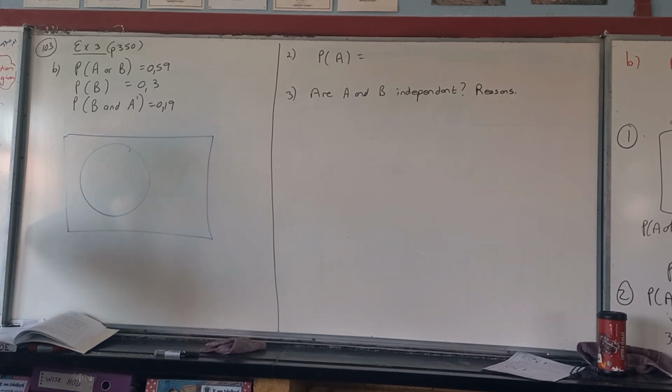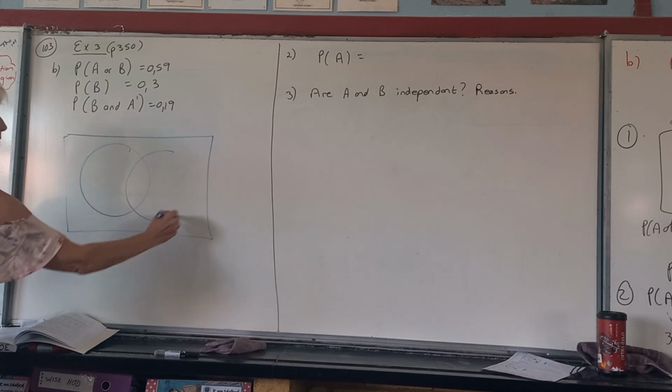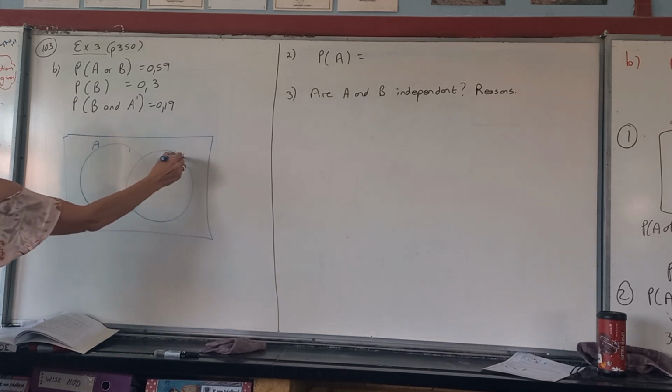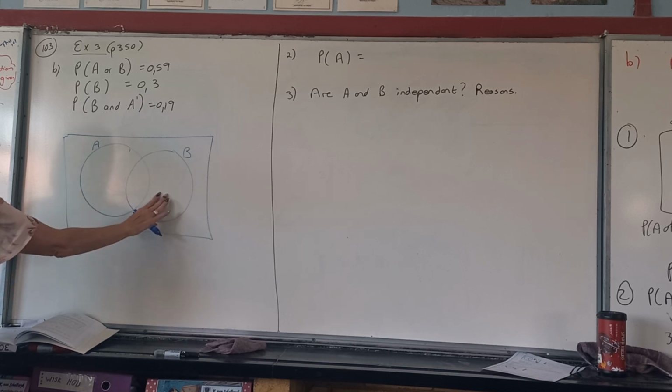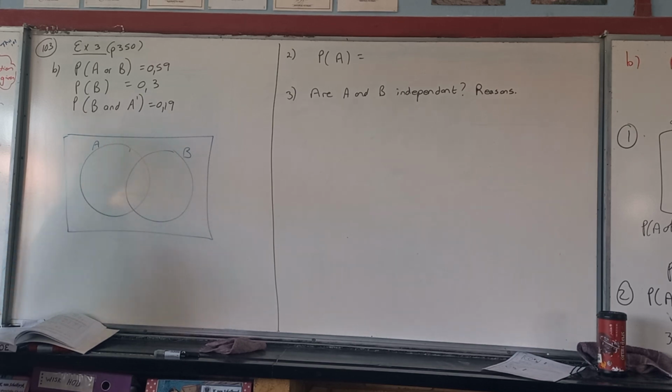Because there's four. Okay, so B and not A. What does that mean? If I do let them intersect, and I say B but not A, what am I actually telling you? Just the B part. Then I'm only telling you that B was 0,3 though.